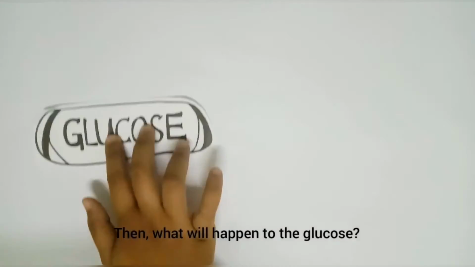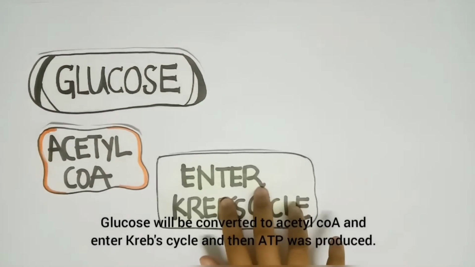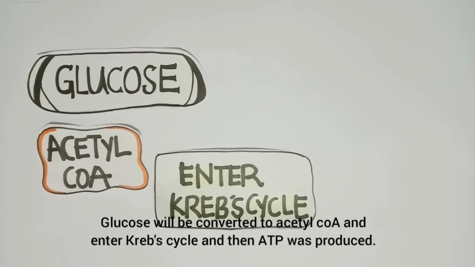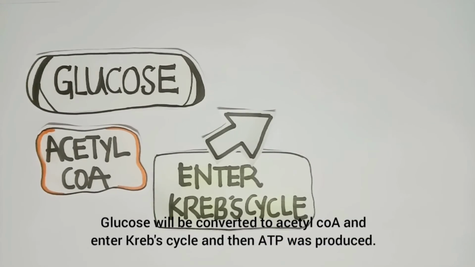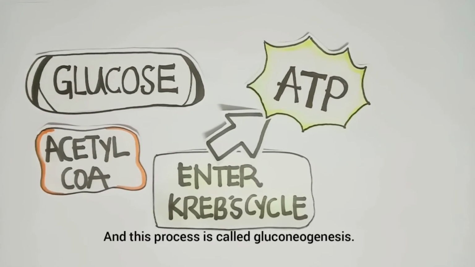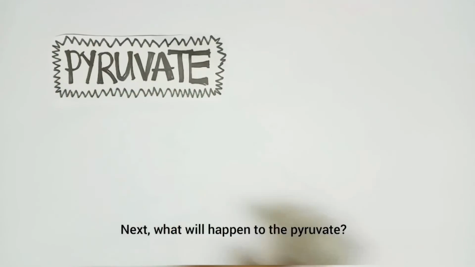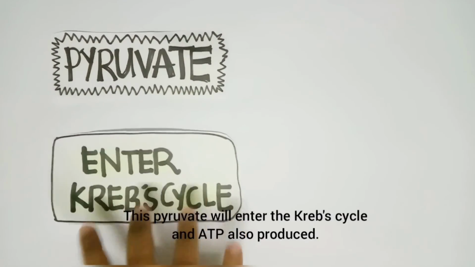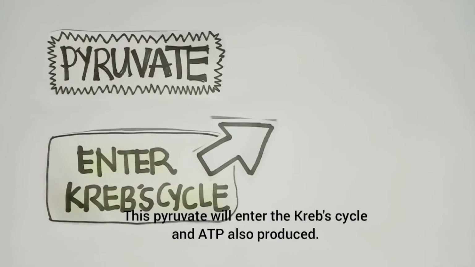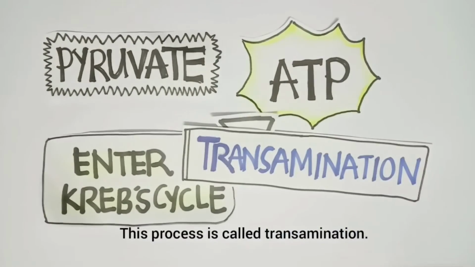Then, what will happen to the glucose? Glucose will be converted to acetyl-CoA and enter the Krebs cycle. And then, ATP is produced. And this process is called gluconeogenesis. Next, what will happen to the pyruvate? This pyruvate will enter the Krebs cycle and ATP is also produced. This process is called transamination.